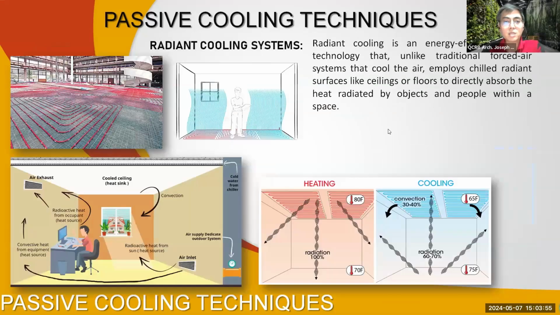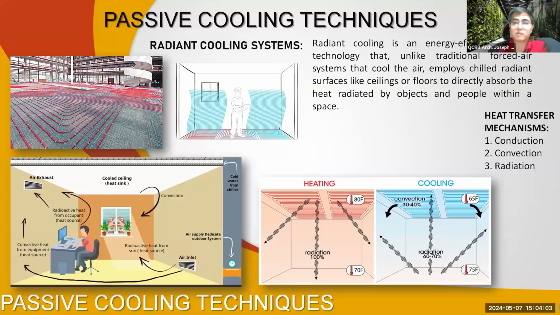Radiant cooling is energy efficient cooling that, unlike traditional forced air, employs chilled radiant surfaces like the ceiling. This one already uses electricity, right? So this is not actually passive cooling, but I just like to show you what radiant cooling is. Radiant is like the heat radiating off, no? The heat radiates, right?